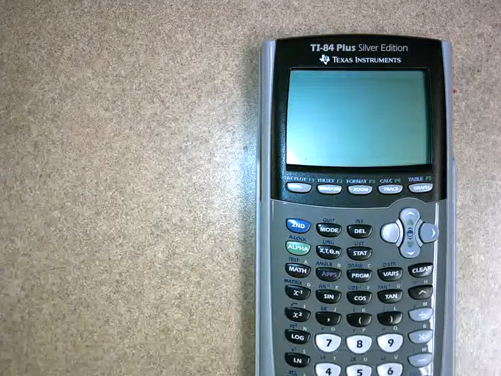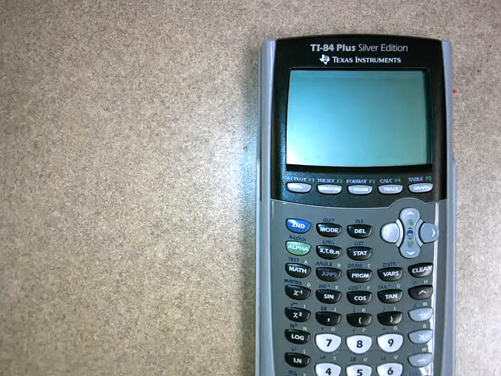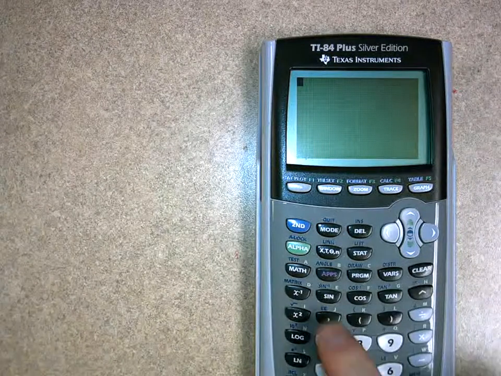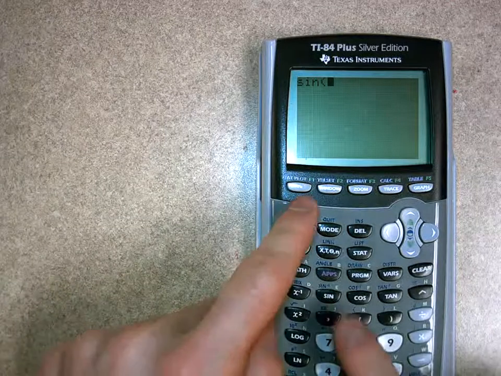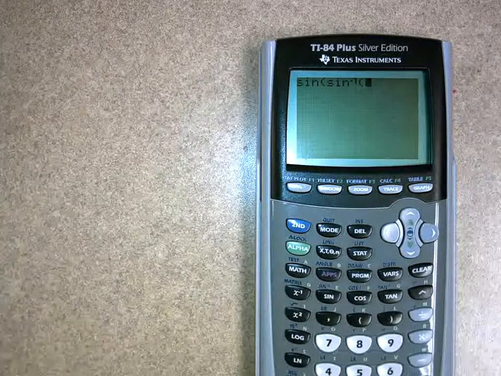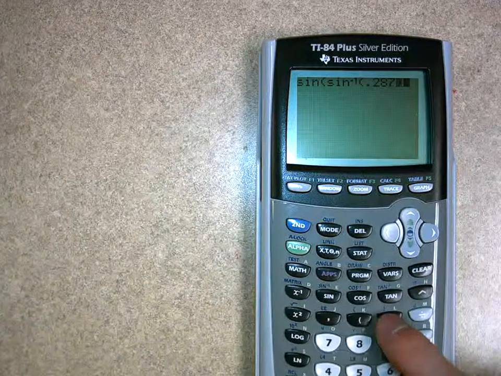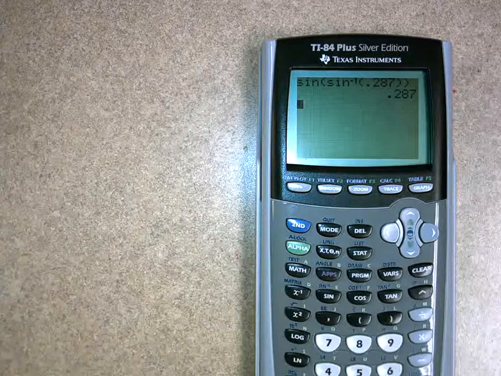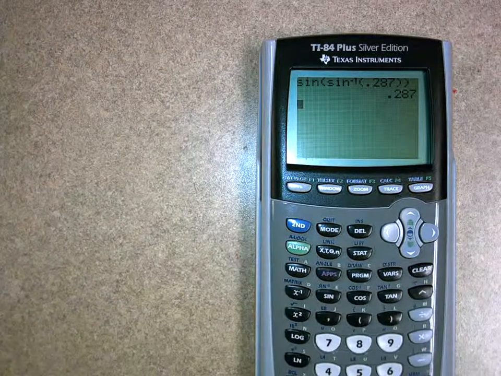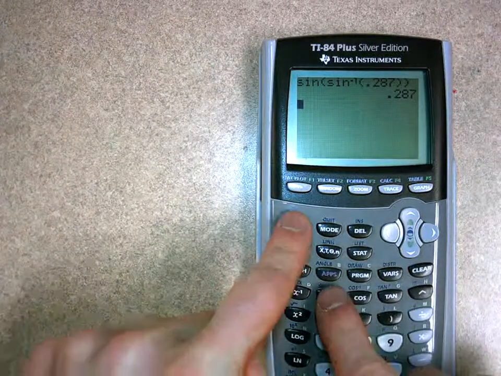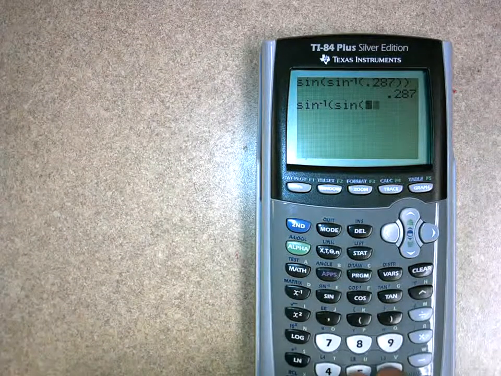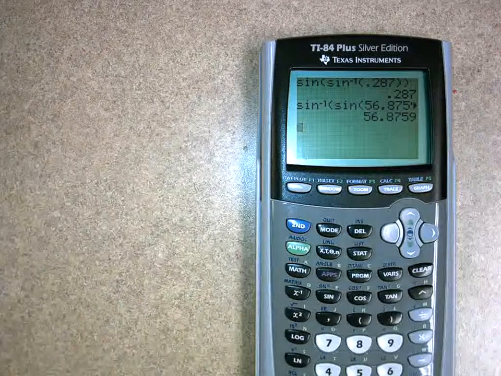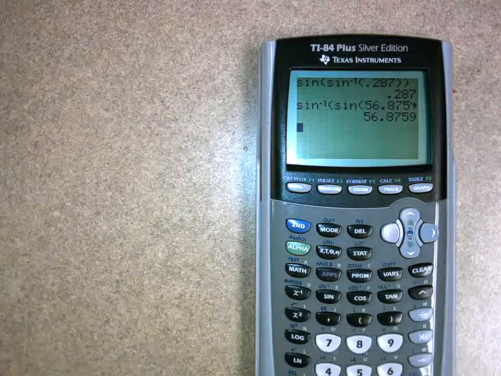So the first thing I want to look at is an example where something cancels out. And here's what I'm getting at. If I were to have the sine of sine inverse of 0.287, that ends up being 0.287. The sine and the sine inverse piece cancel out. If I go sine inverse of sine of 56.7859, I can see that the sine inverse and the sine cancel out.